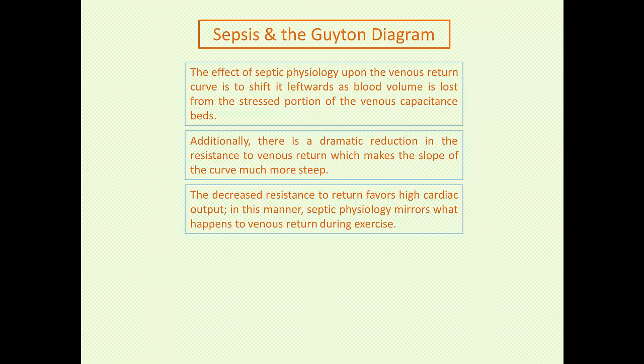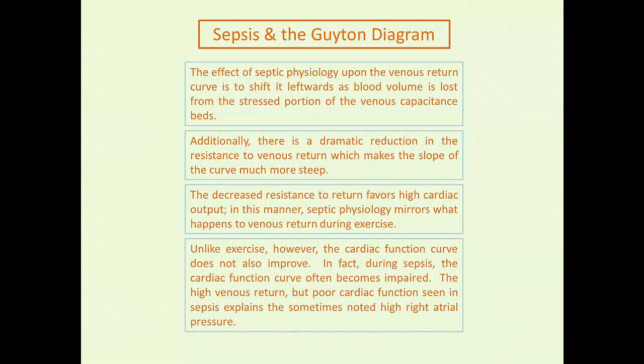If you go out and exercise, there's a dramatic drop in the resistance to venous return. You have increased blood flow to the right heart, and this is largely mediated by your adrenergic system, and it has to do with certain adrenergic receptors, particularly beta receptors, which tend to diminish the resistance to venous return, versus alpha stimulation, which tends to increase the resistance to venous return. But unlike exercise, the cardiac function curve does not also improve.